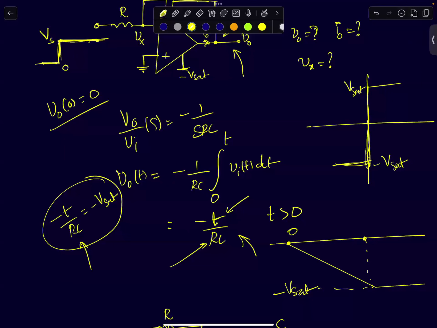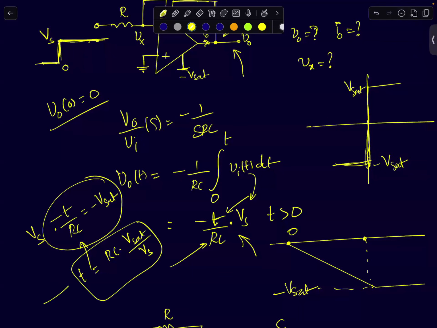Vs, capital Vs, okay? Capital Vs is the step voltage. Then this node voltage will be times Vs. I should substitute Vi as Vs and integrate it. So the time at which you reach the saturation voltage is given by RC into Vsat by Vs. This is the result you get. So if Vs equals 1 volt, you will get Vsat into RC. So this time instant at which your output starts saturating is RC into Vsat upon Vs, where Vs is the step voltage level.